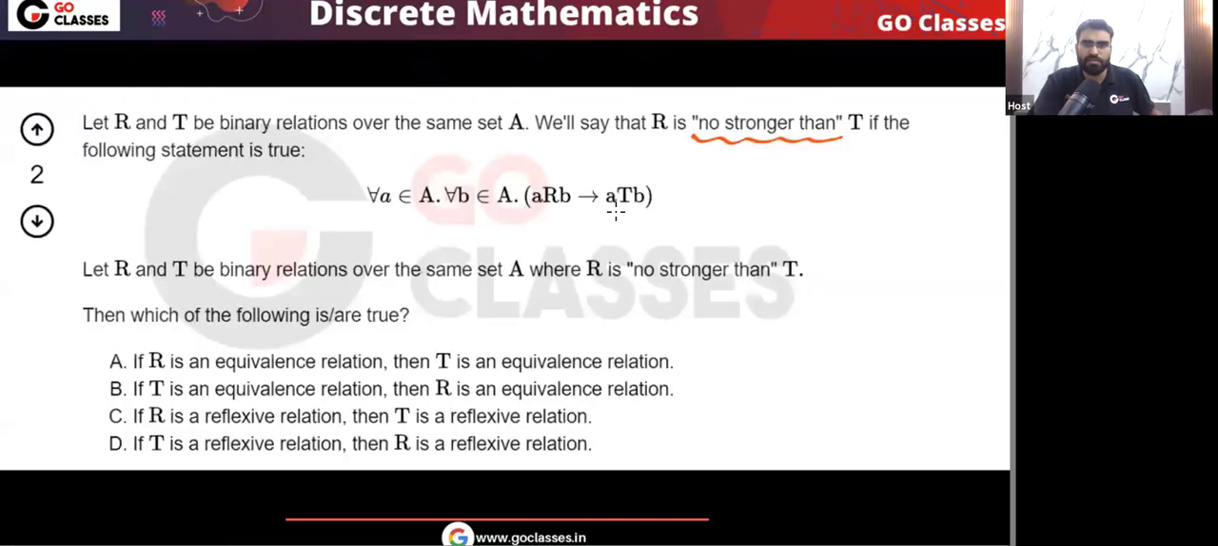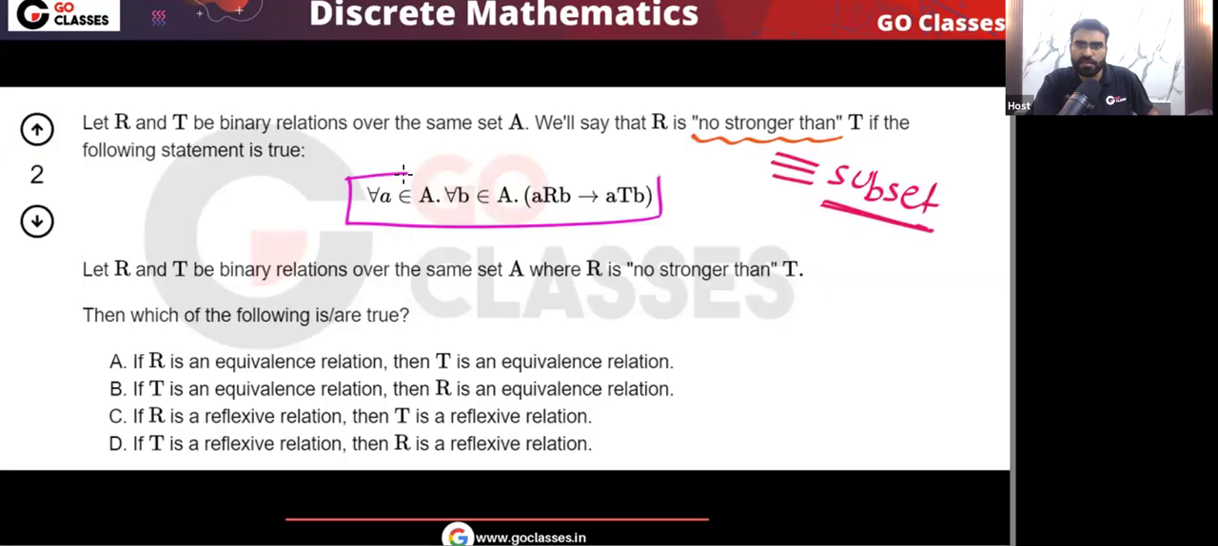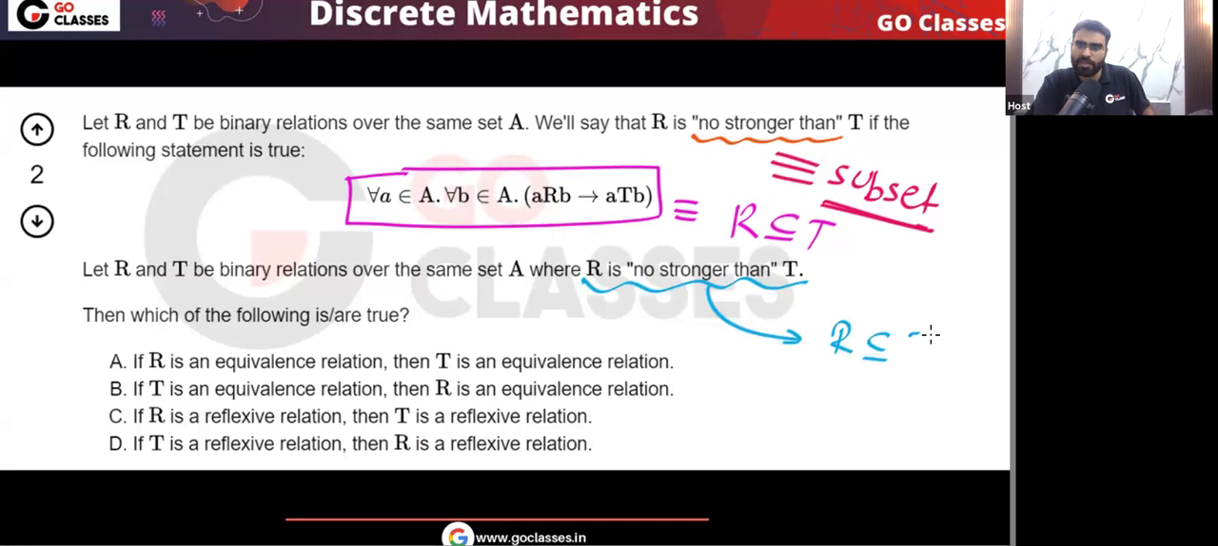Remember, in this question, this word is the same as subset. There is no difference. This definition is the same as R is a subset of T. This statement means R is a subset of T. Now let's see each option.